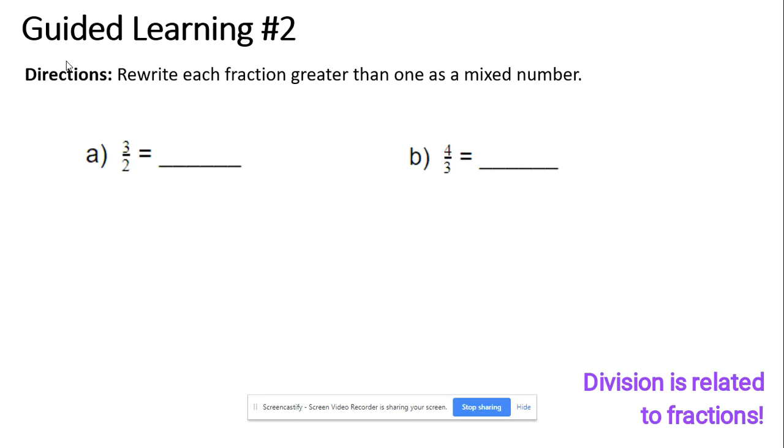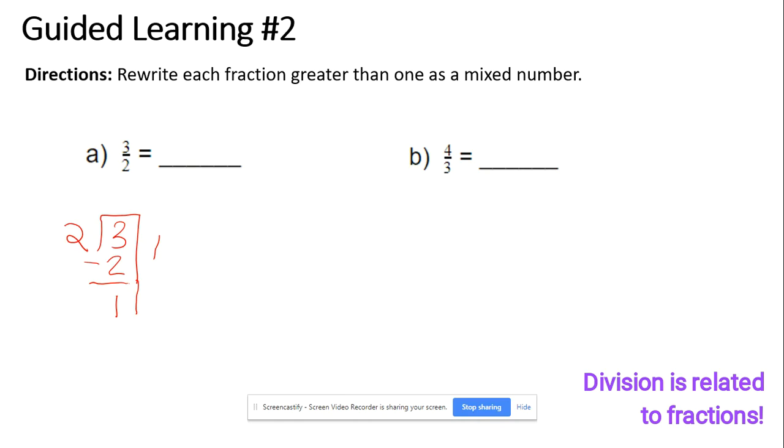All right, for guided learning 2, we are rewriting each fraction greater than 1 as a mixed number. So the first thing I'm going to do is set up my division problem. We're doing partial quotients. So now I'm thinking, what can I multiply by 2 that'll get me as close to 3 as possible? That would be 1. 1 times 2 is 2. And now I'm left with 1 as my remainder.